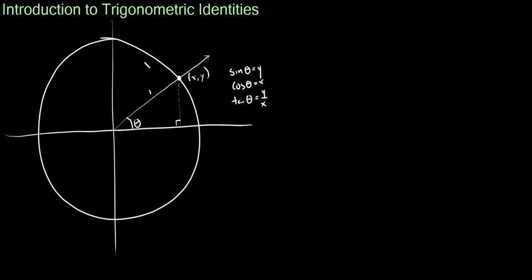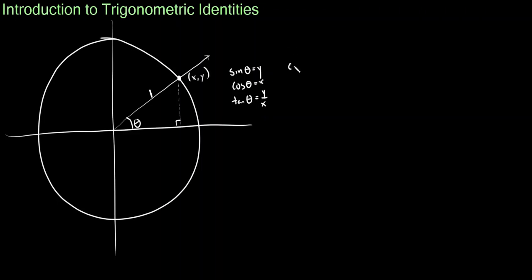So remember our unit circle. The unit circle has a radius of 1, so wherever you draw a right triangle, the hypotenuse is going to be 1. And remember, sine of whatever that angle theta was is the y-coordinate, cosine is the x-coordinate, and tangent is y over x.